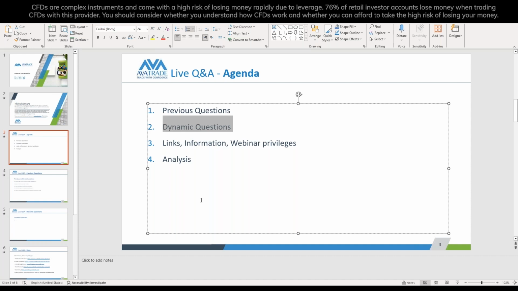The third part is a little more informative, so we'll have links and information and the privileges that you can receive. And lastly, analysis, if we get the time. So we'll cover analysis only if the questions that we receive are not going to involve analysis. Otherwise, there's no point to go through that again, because the purpose is to give you as much content as possible and to assist you with the answers, as it's called, live questions and answers.